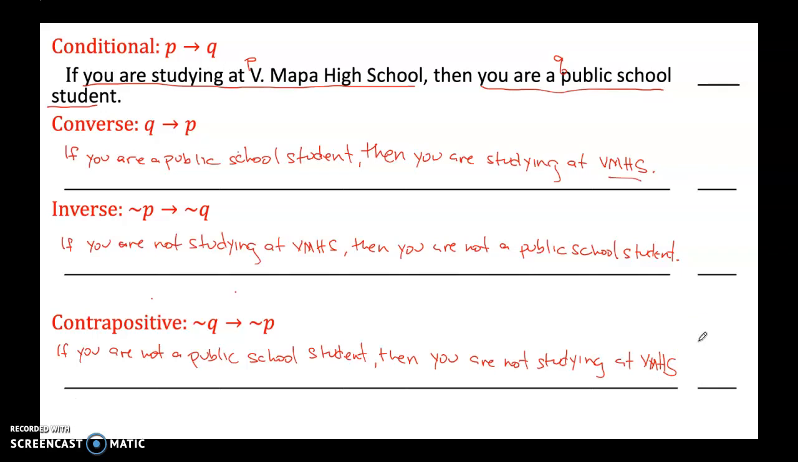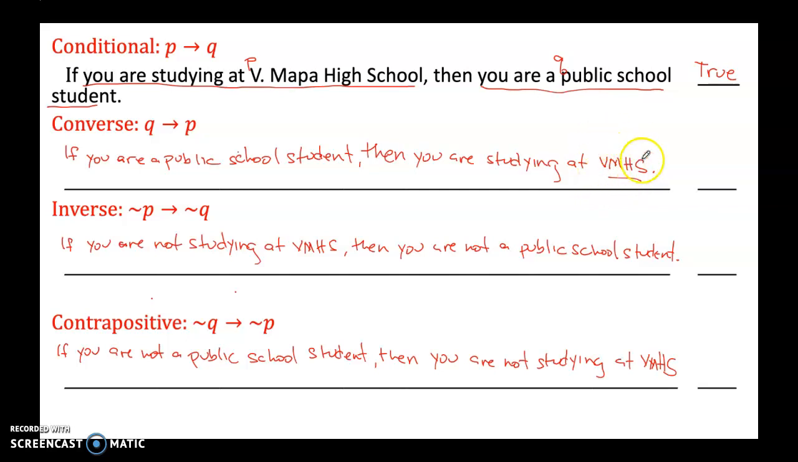Now let's identify the truth value of each statement. Let's have first the conditional. If you are studying at Bimapa High School, then you are a public school student. This is said to be a true statement because all students studying at Bimapa High School are public school students.